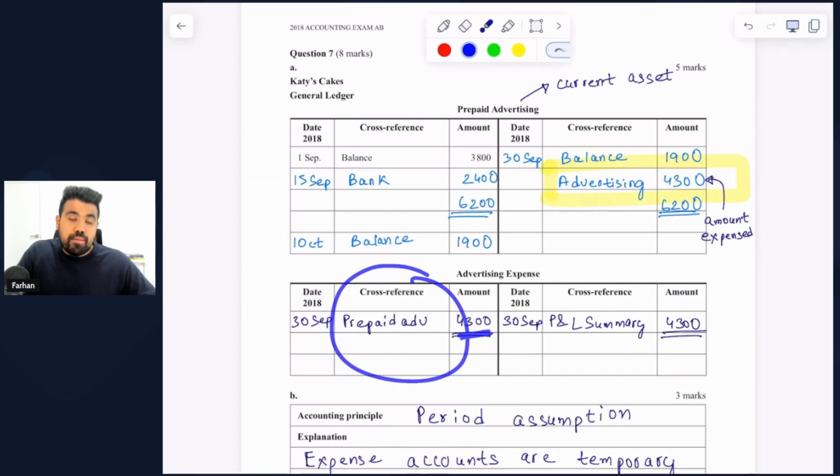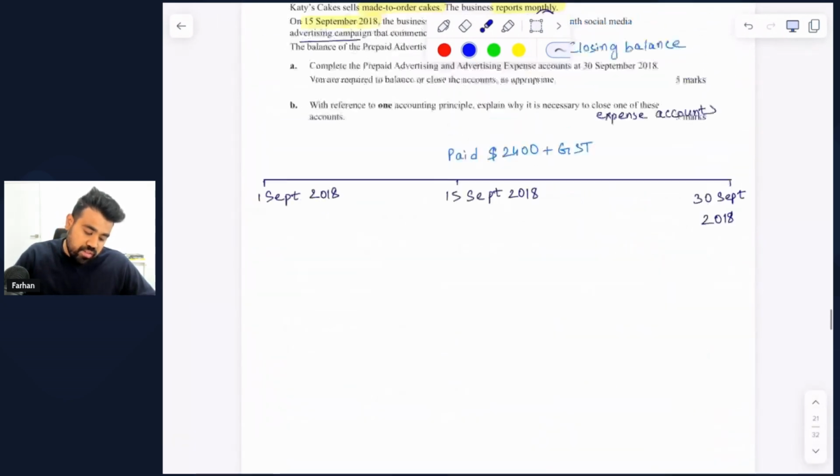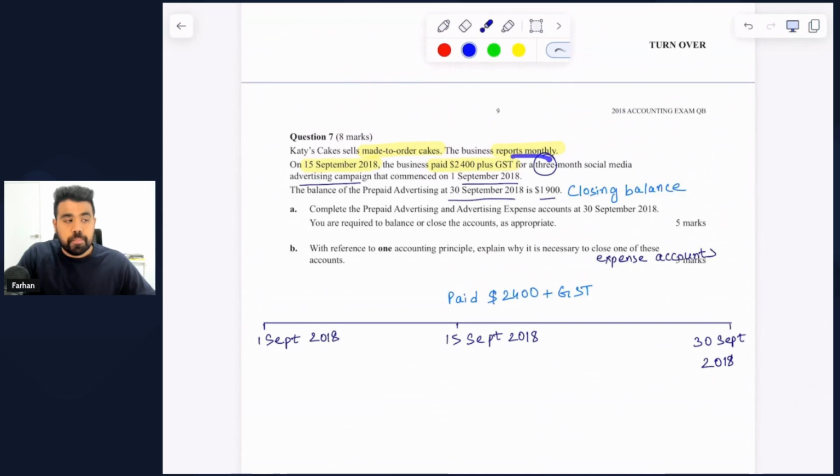Then, because this is a temporary account, as we've discussed earlier, we need to close any expense and revenue accounts at the end of the period before we start the next period. That is why on 30 September we are closing it to the profit and loss summary or income summary account, and that is 4,300. This means that next period, the balance for advertising expense should be zero. That way we can accurately determine profit on a monthly basis, which is what the business wants. As you can see, it's given in the first line.